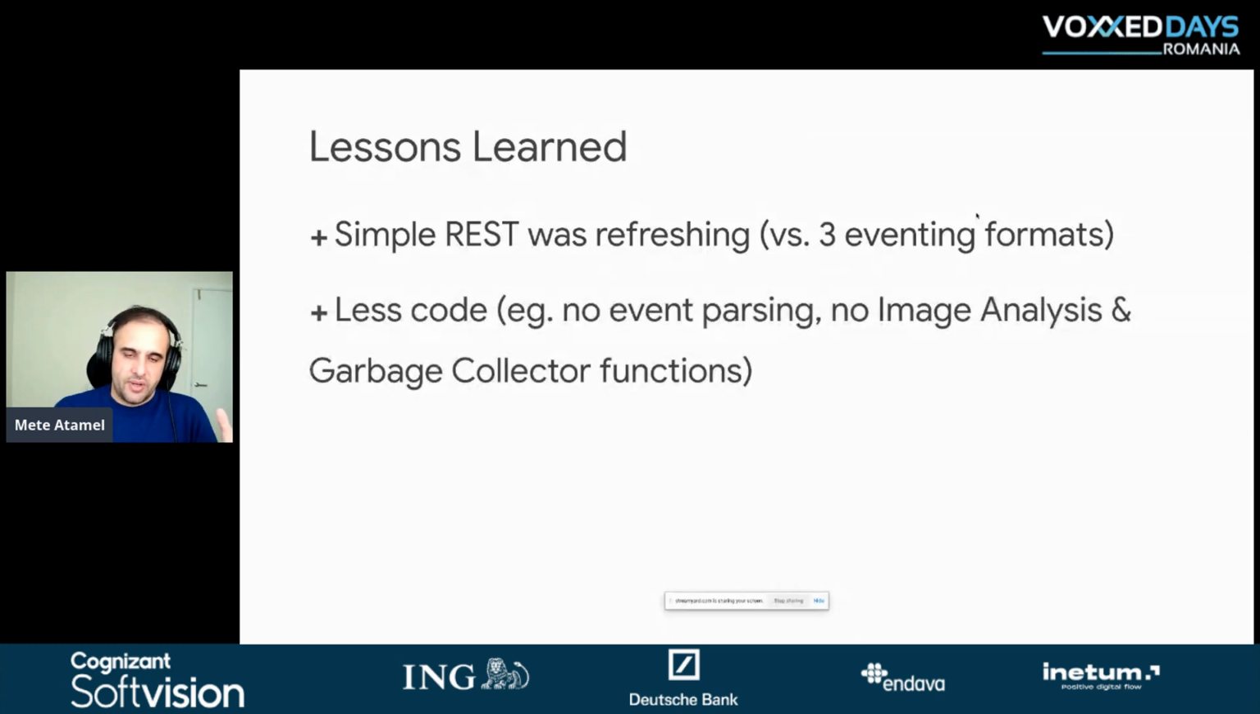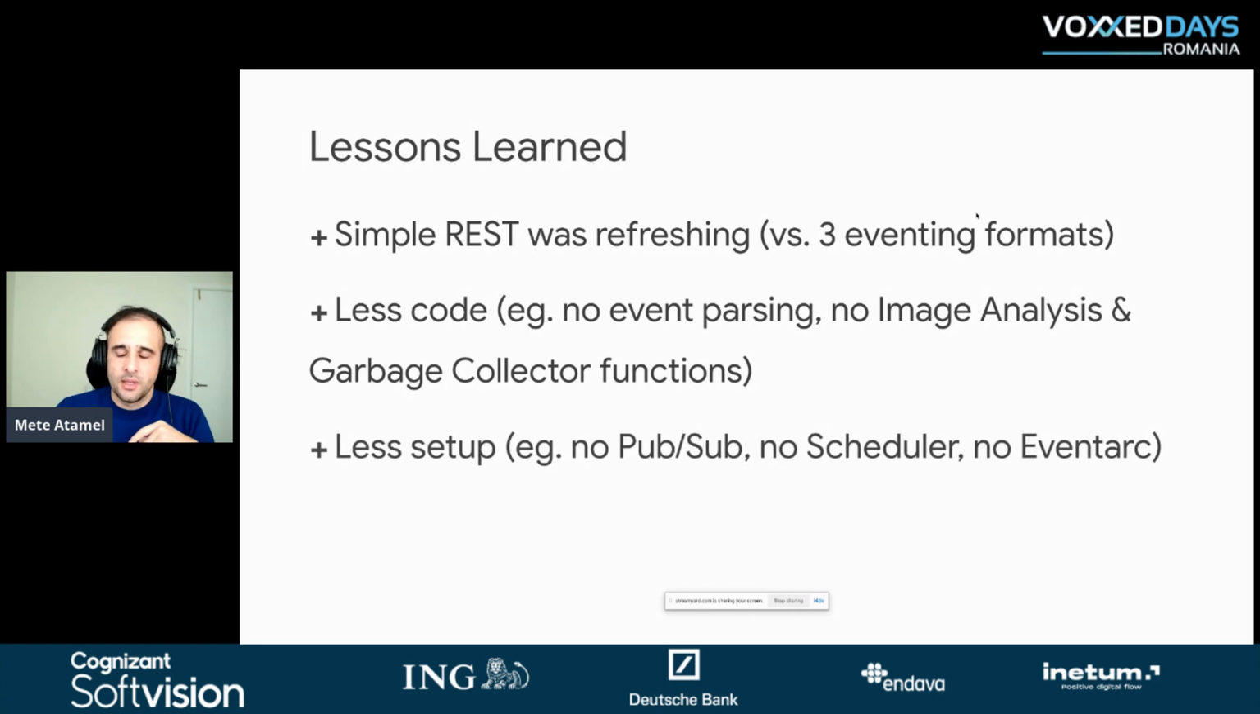Secondly, we had less code: no reason to parse events, no service to do image analysis because we can do that from the workflow, and no reason for a garbage collector service because we can clean the image from the workflow. So all of this resulted in less code. We also had less setup. We don't have to set up Pub/Sub, Scheduler, or Eventarc, all these 3 different systems. Instead, we had to set up Workflows and create a YAML, but that was it really. So instead of 3 different services, we have one service that handles everything for us.